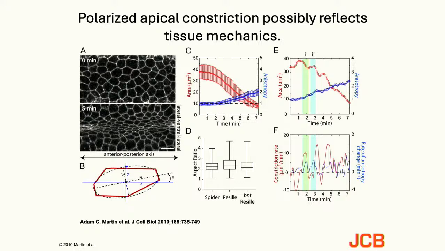So basically it's in the antero-posterior direction where you see a greater amount of area as compared to the dorsoventral axis. The dorsoventral axis is the one which is actually constricting more than the antero-posterior axis, right.